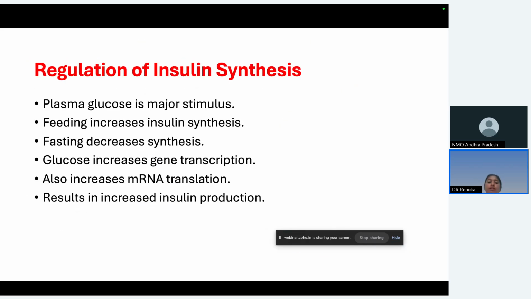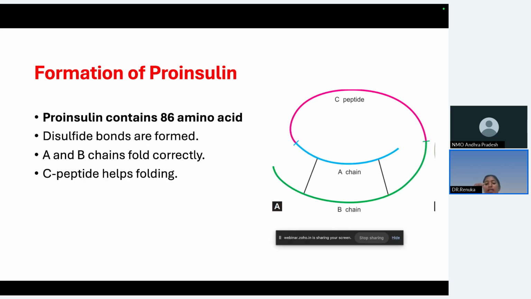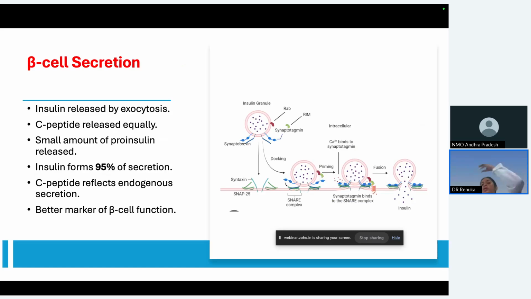Beta cells produce pre-proinsulin, then proinsulin is produced. It has an A chain, B chain, and C chain. The C chain, the C peptide, is gone, and only A and B are present. That is mature insulin, with disulfide bonds. Zinc is required and combines with the insulin. It is stored in the beta cells only until the trigger comes. Insulin comes out by the process of exocytosis.